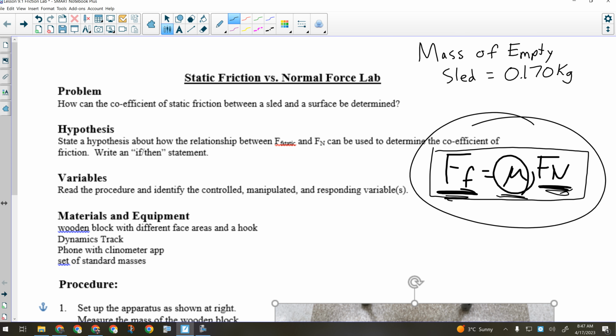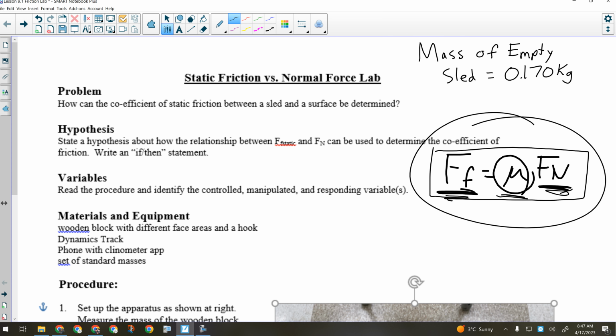Remember, you're not just identifying, you're also explaining. And in that explanation, there needs to be a how you're controlling it and a why. Okay, also for the manipulated and responding. How are you manipulating it? How is it responding? Why? Okay, everybody with me there?